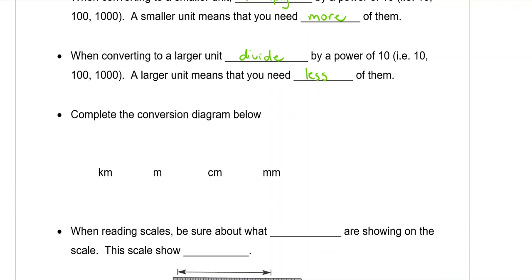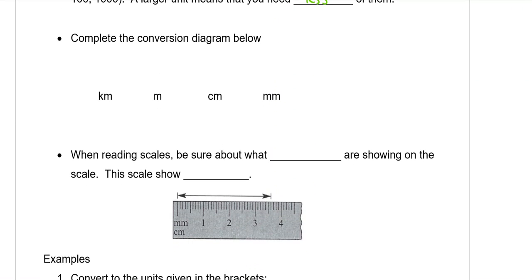So to help you with the conversions, we're going to complete this diagram that's here. We need to draw some arrows starting from the kilometers. We're going to draw an arrow going over to the meters. Make sure you put an arrowhead on the end of it. Coming over to centimeters, over to millimeters. And then underneath, we're going to have arrows going in the opposite direction.